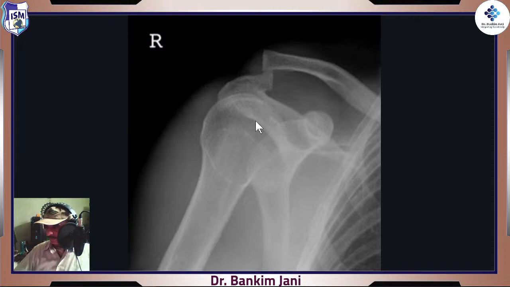Here it is. One more. What is this? This is the clavicle. This is the acromion process. So this is acromioclavicular separation. Normally they both are together, but the moment it is separated, broken, they are misaligned. See, the alignment has been lost.